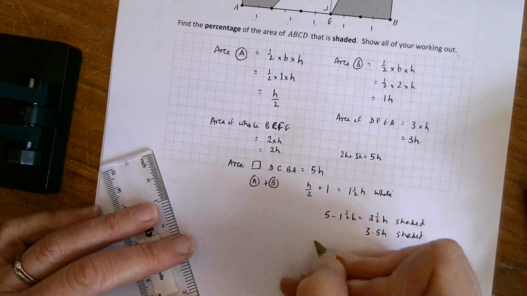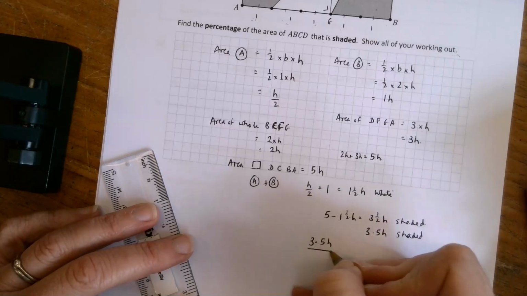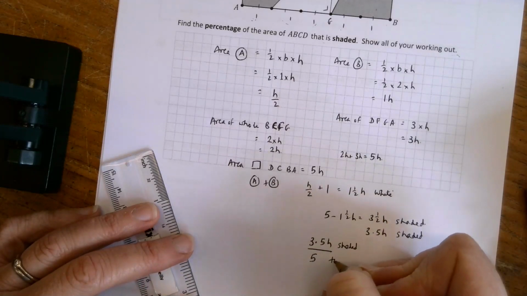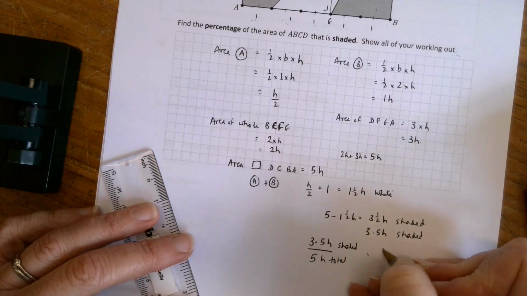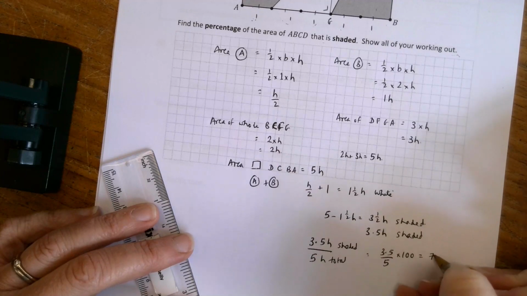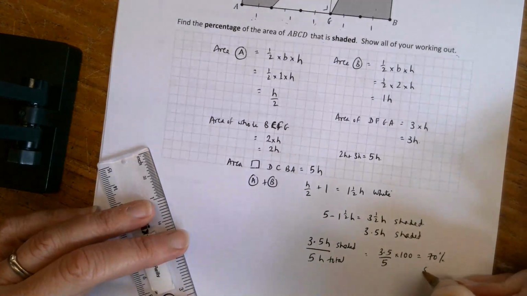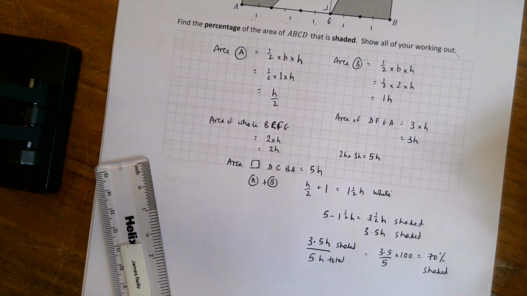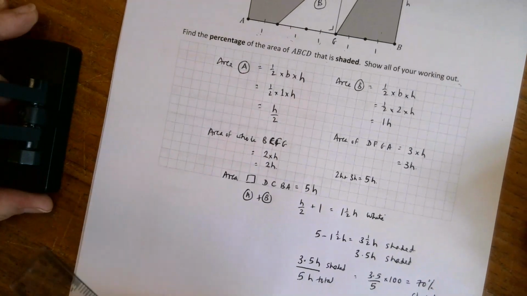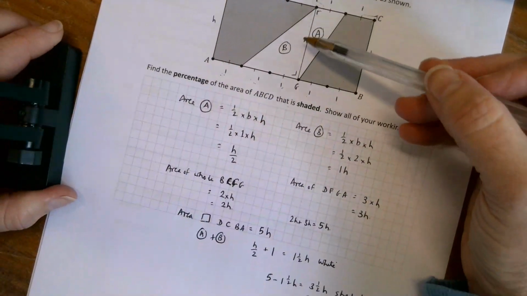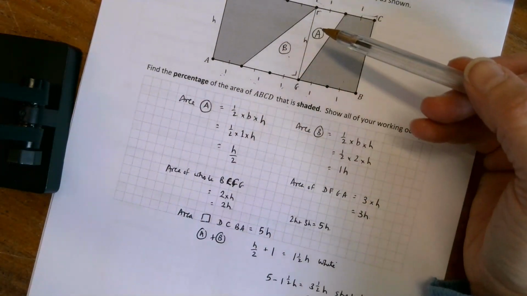So we're going to have 3.5h over the total, which is 5h. So 3.5 over 5 times 100 is going to be 70% shaded. Now there's probably an easier way to do that. What would we have done instead? I suppose we'd have got that in that. 1h, that's right.